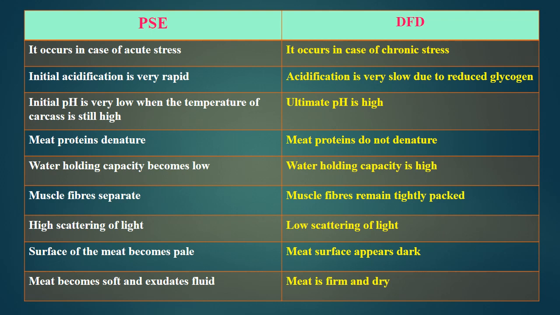In PSE, the surface of the meat becomes pale due to the light effect, whereas the meat surface is dark in case of DFD. In PSE, the meat becomes soft and exudes fluid, whereas in DFD the meat is firm and looks dry because all the water is held tightly inside. So this is a comparison of the conditions and characteristics of PSE and DFD.